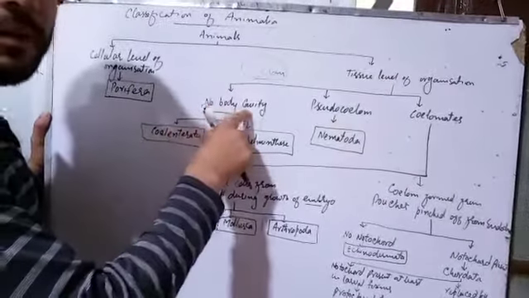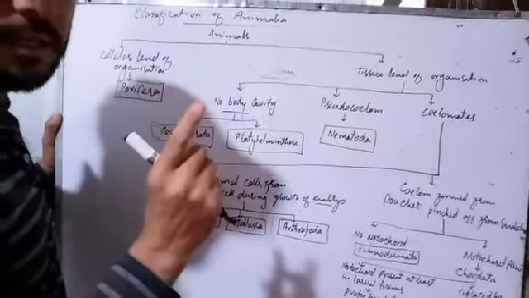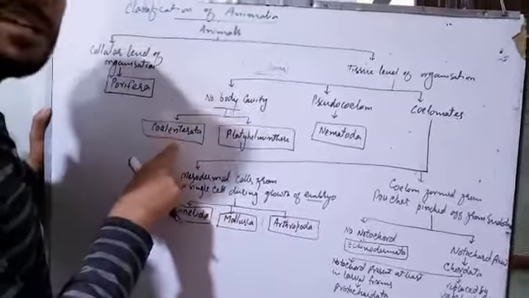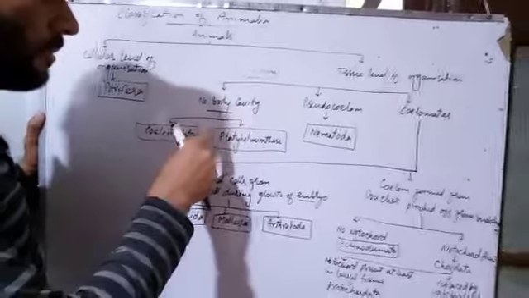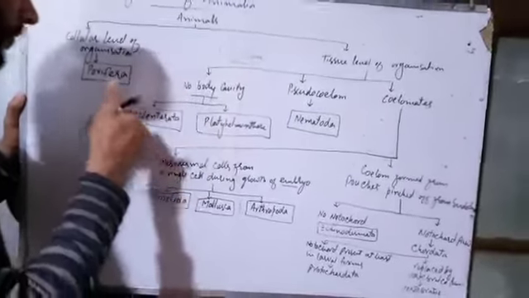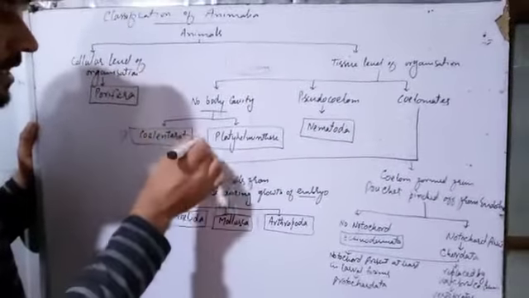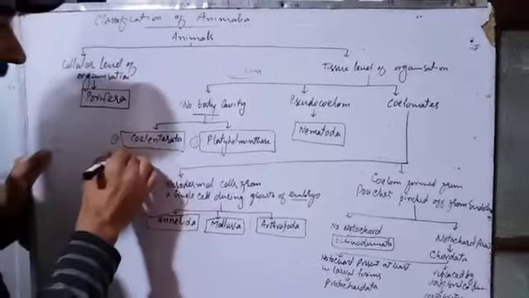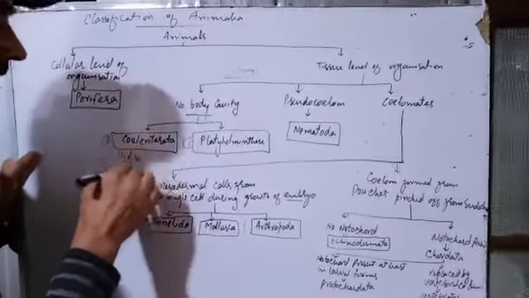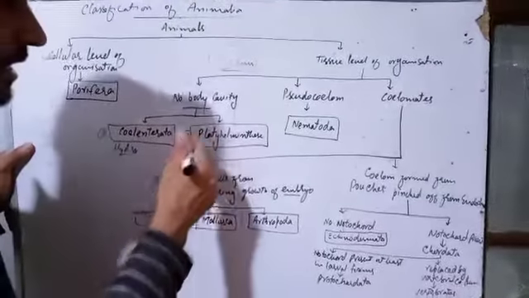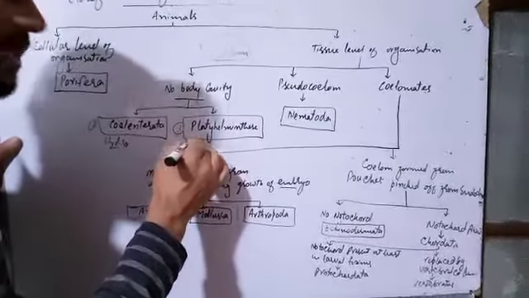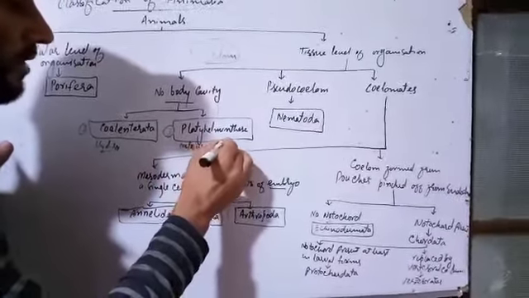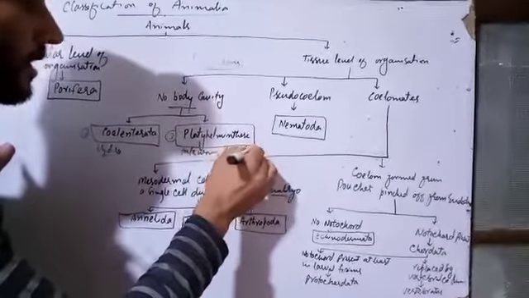Some have no body cavity, that means body cavity is not present. The examples in which the body cavity is not present are Coelenterata and Platyhelminthes. These are the two phyla. In Coelenterata there is the example of Hydra, and in Platyhelminthes there is Taenia solium, or you can say tapeworm. Liver fluke is there.